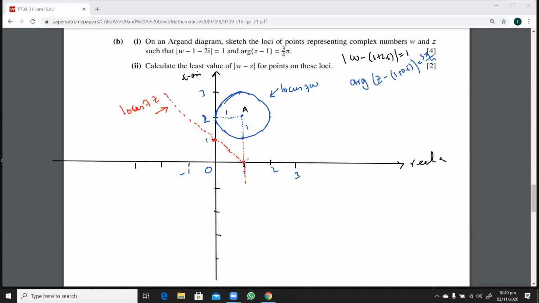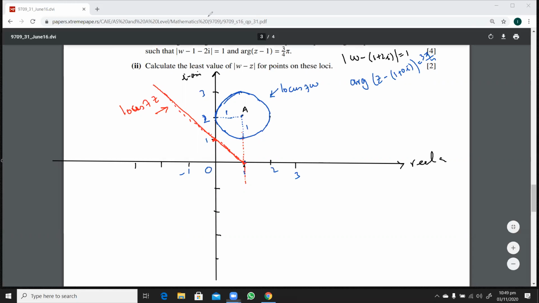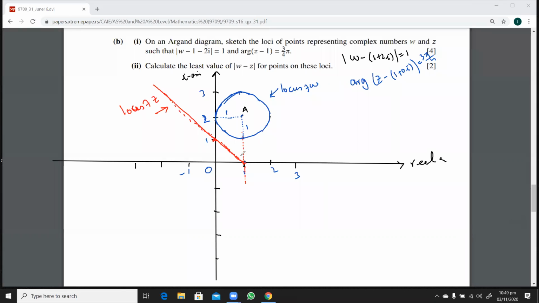This should rather be a solid line. Why am I drawing this as a dotted line? It has to be a solid line going like this. So z is anywhere on this, come on people, you're still entering into this party room. Now, z is anywhere on this red line and w is anywhere on this circumference.